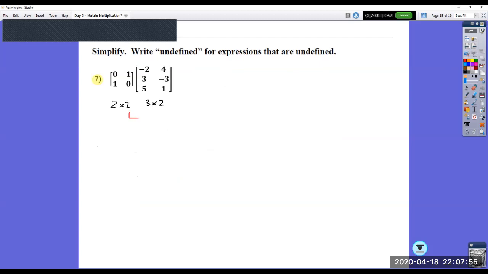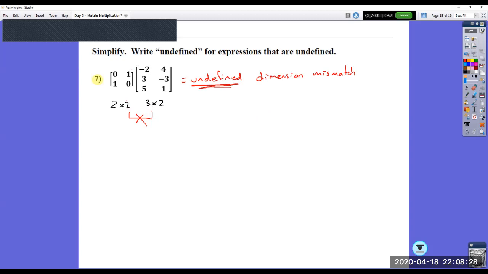Now hopefully during that break you realize that these numbers are no good together. 2 does not equal 3. They're not the same number. This right here is undefined. And the reason why is because there's a dimension mismatch. So we can't multiply this together. That is your answer. It is undefined. The reason why is it's a dimension mismatch. The columns and the rows do not match up.